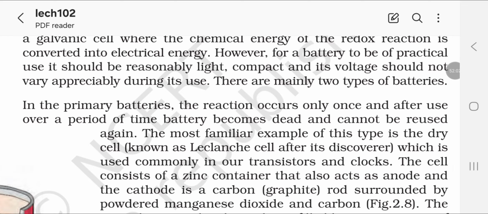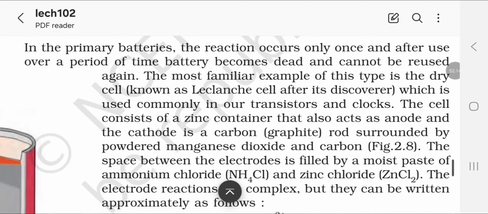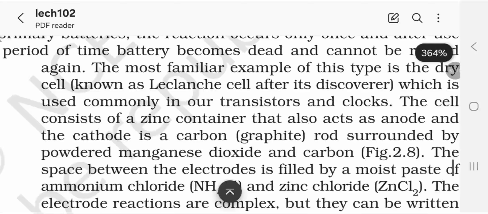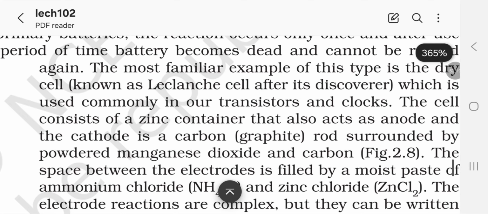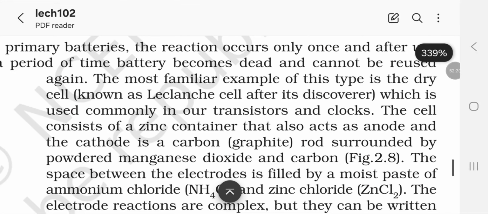There are mainly two types of batteries. In the primary batteries, the reaction occurs only once, and after use over a period of time, the battery becomes dead and cannot be reused again. The most familiar example of this type is the dry cell, known as the Leclanche cell after its discoverer, which is used commonly in our transistors and clocks.